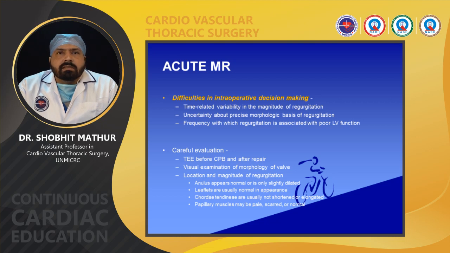What we have to see is basically that the annulus is normal or is slightly dilated. Leaflets are usually normal. Chordae tendineae are not shortened or elongated. Papillary muscles may be pale, scarred, or normal. TEE has to be used for evaluation. What I was speaking about is basically the visual examination of the morphology of the valve. So if the valve apparatus looks more or less normal, then we must go for an annuloplasty. If rupture is there, it's always better to implant a new valve.